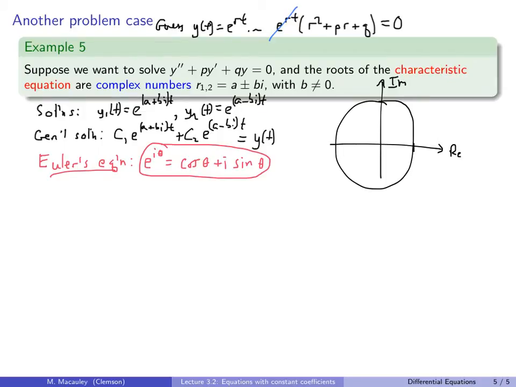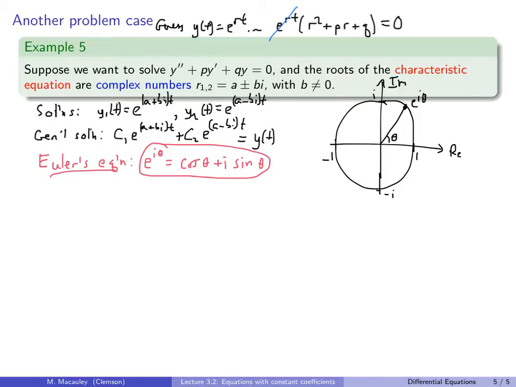And this is the number 1. This is i. This is -1. And this down here is -i. So let's take a point on the unit circle with angle theta. This is e to the i theta. That's just the polar form of this complex number.